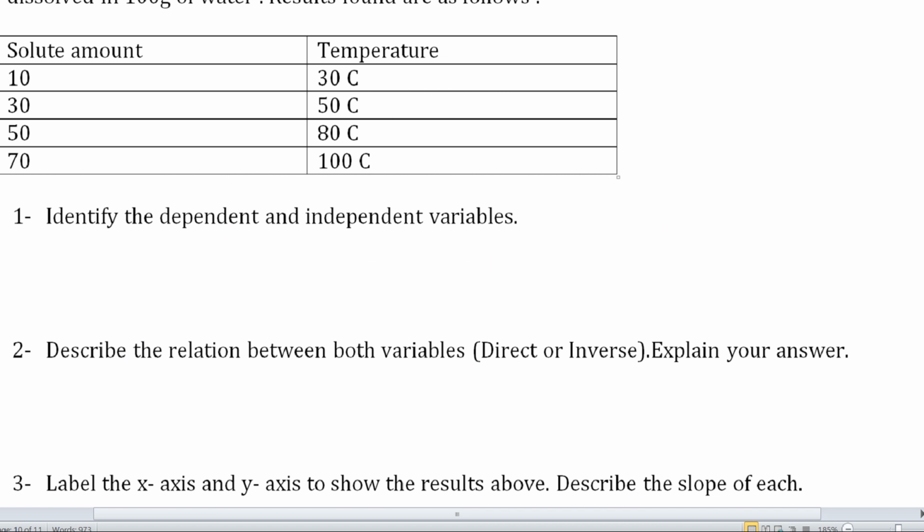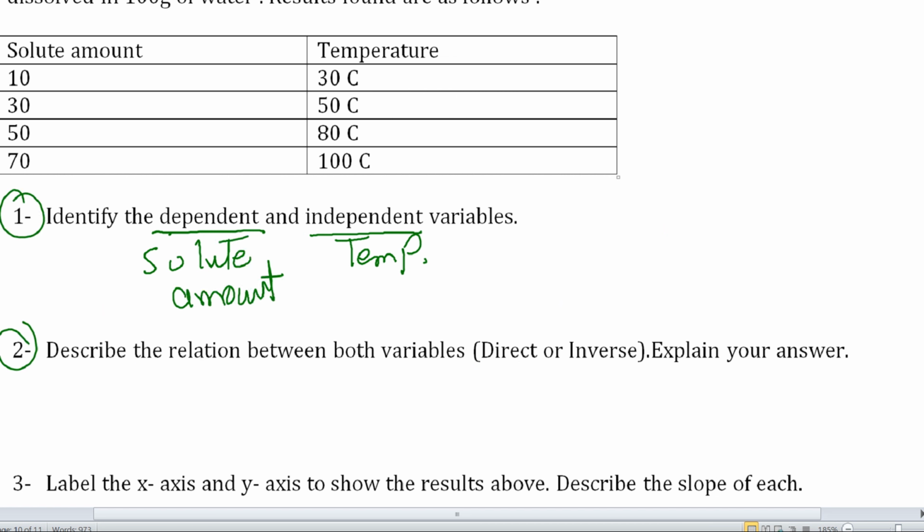So, of course, the first question will be asked, what are the dependent and the independent variables? The independent variable is the temperature. The dependent variable is the salt amount. Question 2. Describe the relation between both variables. Is it direct or inverse? Looking at the values, here we are increasing the temperature. As the temperature increases, the salt amount dissolved increases. So the relation is direct.